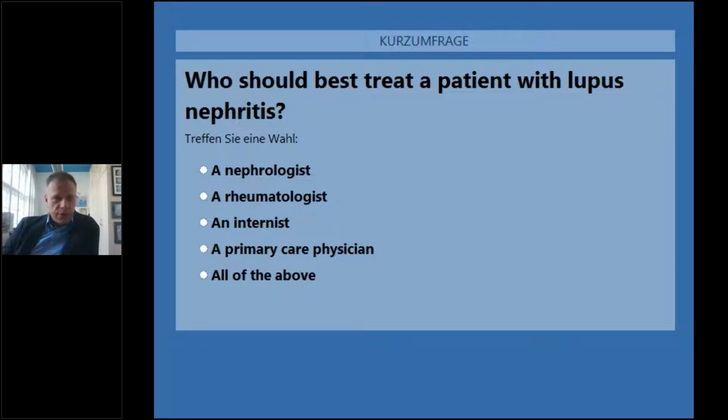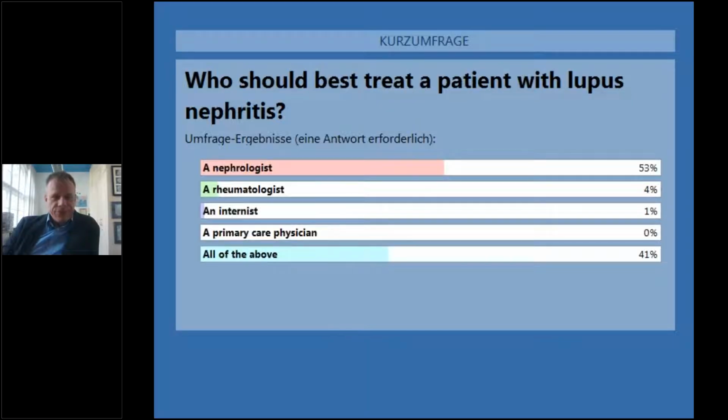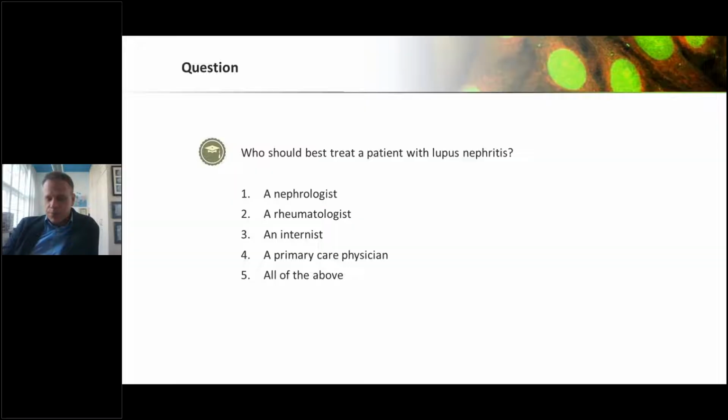Okay, maybe this is a quick question. Yes, so I'll read you the replies. 53% went for a nephrologist, 41% for all of the above, only 4% a rheumatologist, 1% an internist, and nobody answered a primary care physician. Yeah. Okay, thank you. This is very interesting.